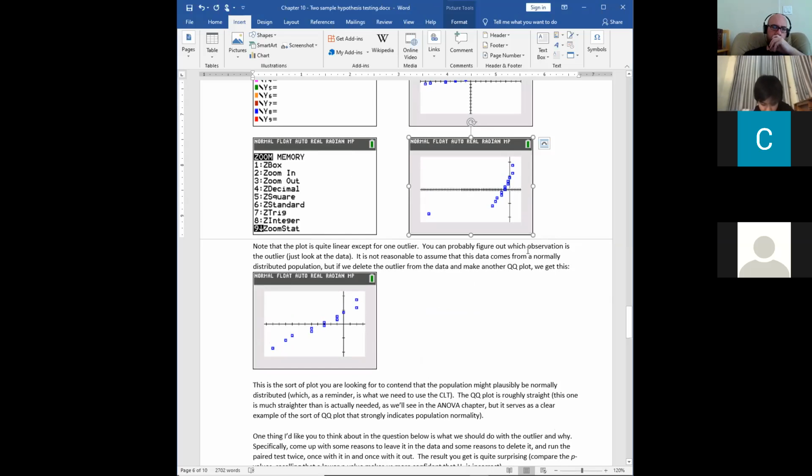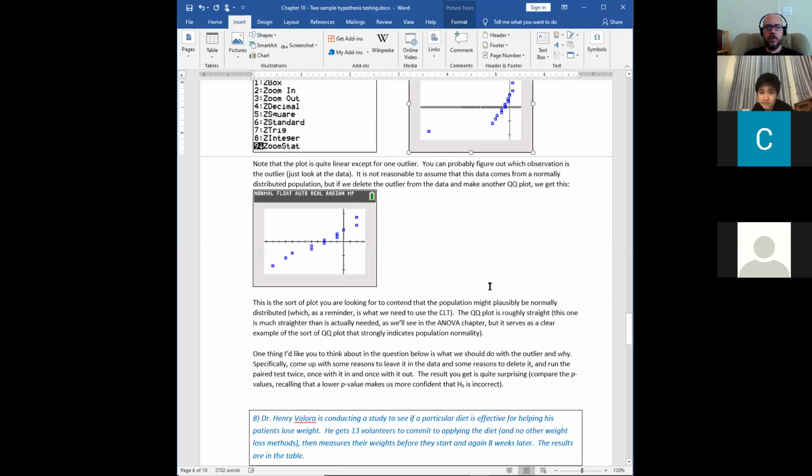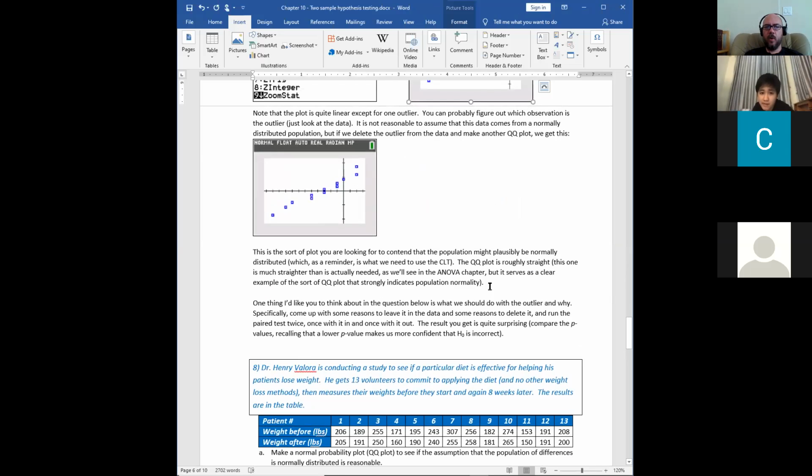And in this case, you don't get something that's a straight line. Yeah, we got something like that. You get a giant outlier. And so this is where you have to think about what you wanted to do in this case. That's what I asked here. One thing I'd like you to think about is, what should we do with the outlier and why?